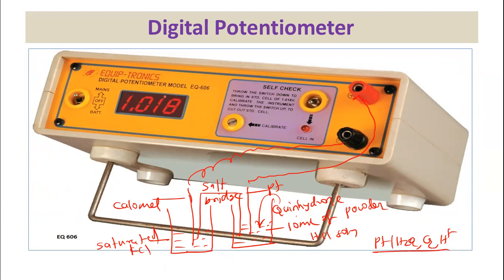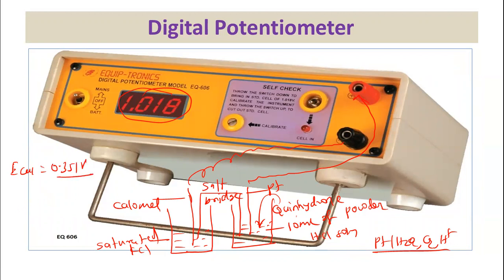This digital display shows the potentiometer is in the standard condition, 1.018. Now we want to measure the EMF of the cell. Now keep this knob in the upward direction. You are getting the readings here. Suppose the first reading, the EMF of the cell, is equal to 0.351 volt. This is our first reading, suppose.